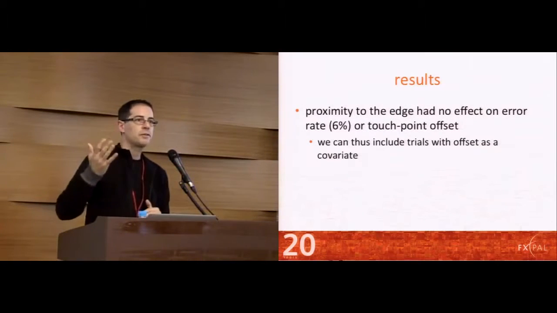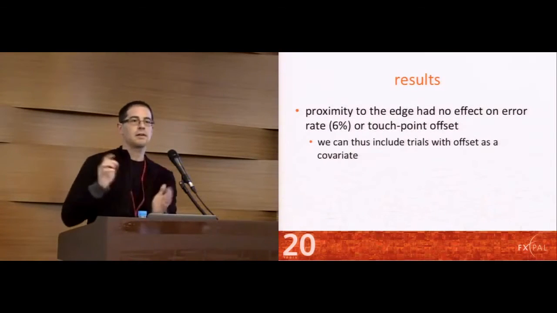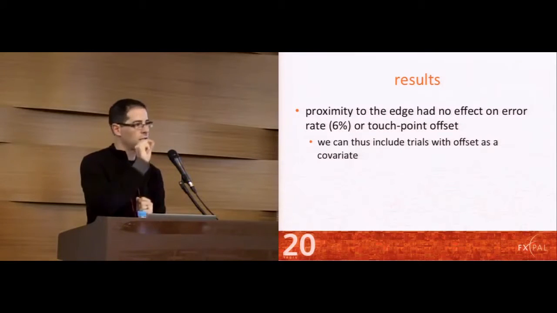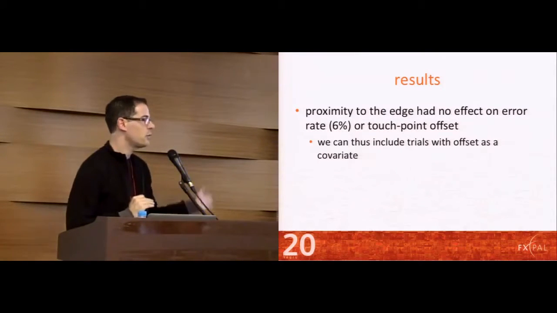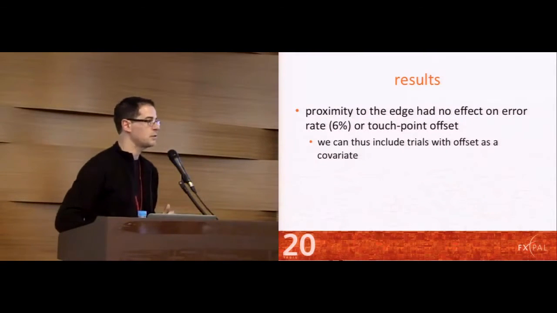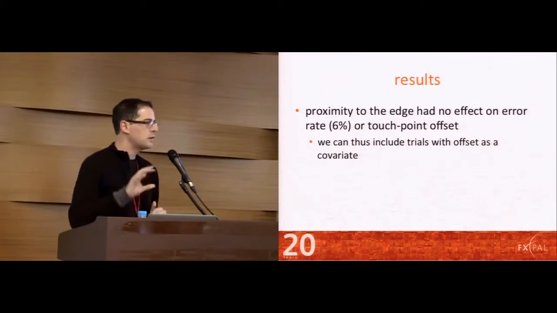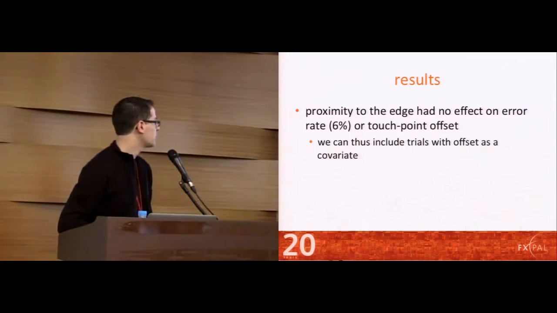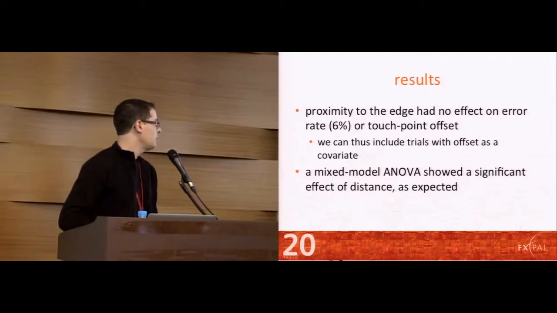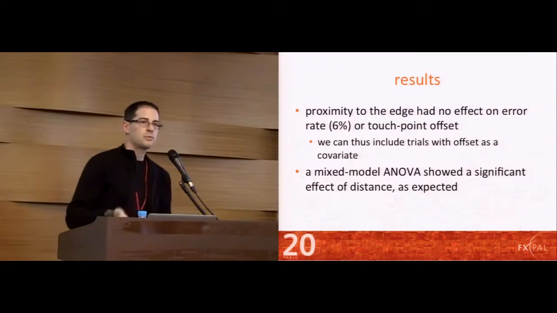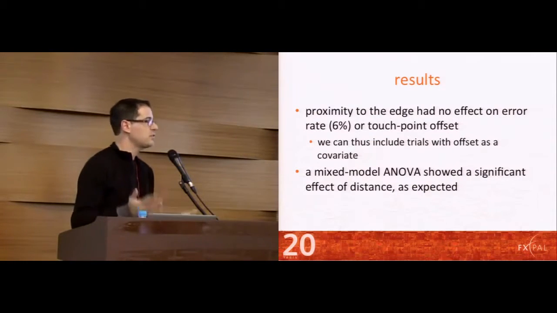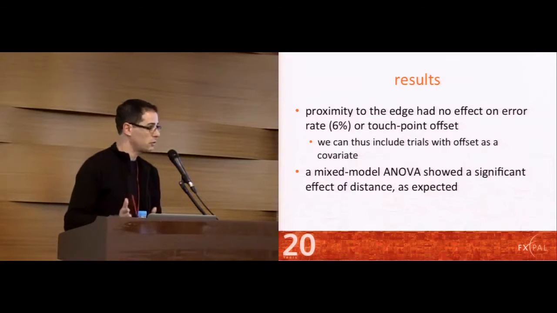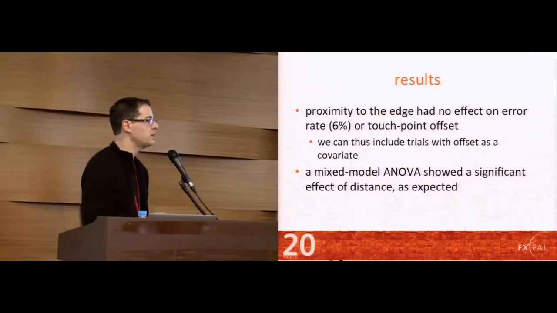First, a high-level result, looking just at error, basically hitting outside the target, or even just looking at the offset from the center of the target, there was no effect of the proximity to the edge. And that allows us to use all the trials now in the rest of the analysis and just use the offset from the edge as a covariate. And the second effect, which we expect from Fitts' law, is that distance had an effect on speed.